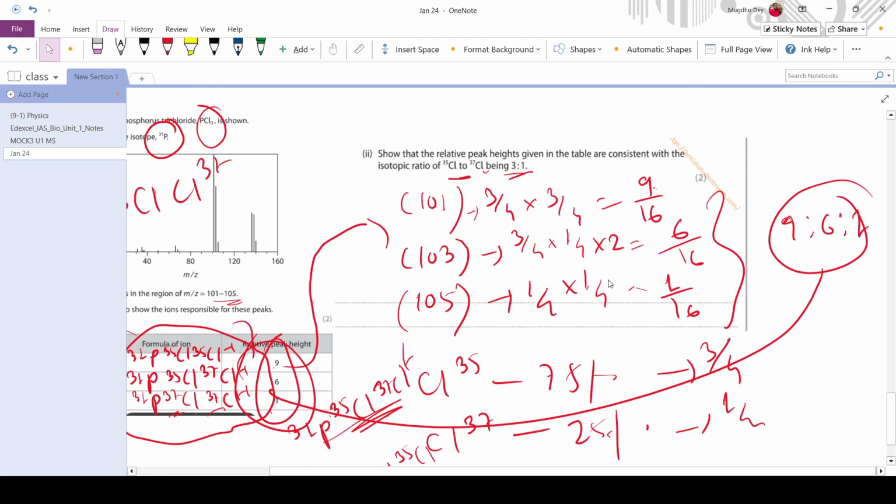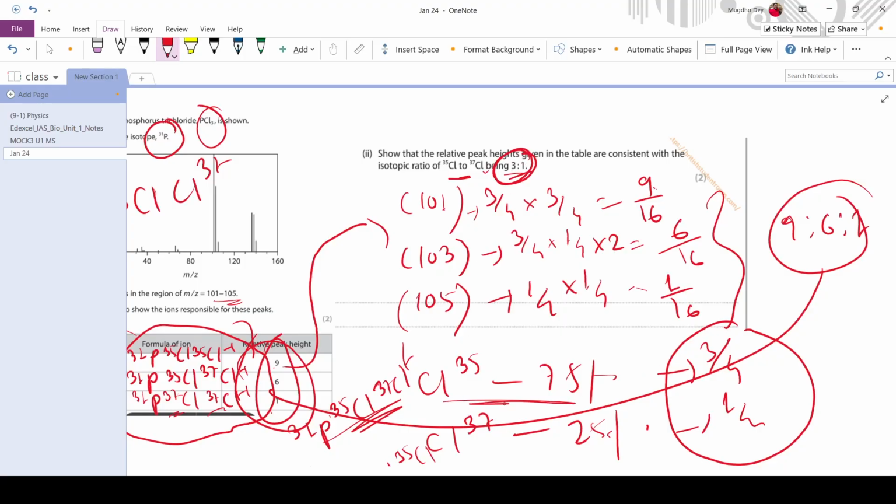Okay, yeah, makes sense. Did you understand? The 3 by 4, 1 by 4 kind of comes from this ratio. But how does this ratio come? This ratio comes from the percentage abundances available in nature, chlorine 35 and chlorine 37. Mohitin, did you understand?